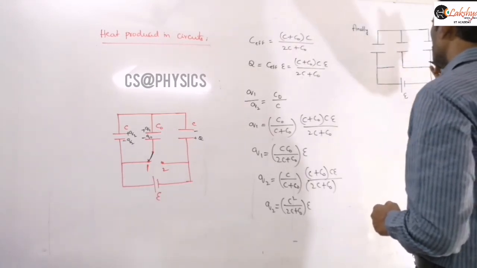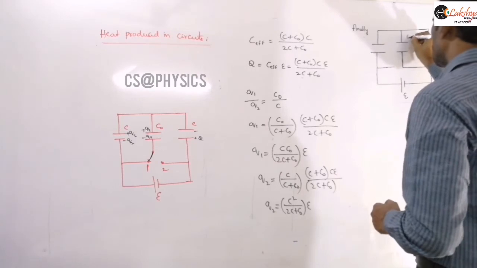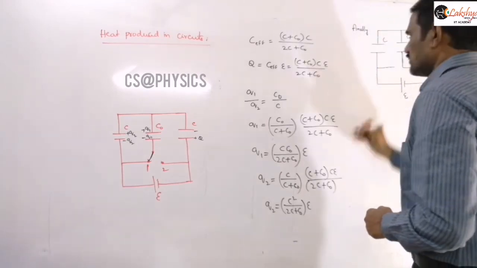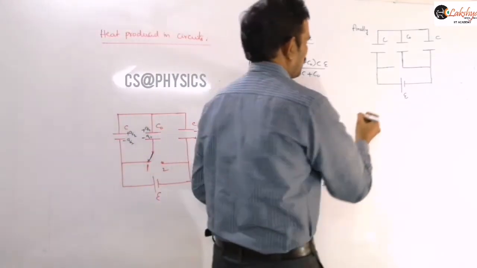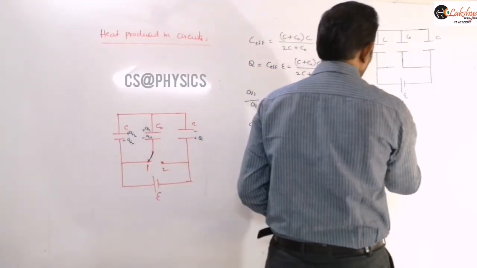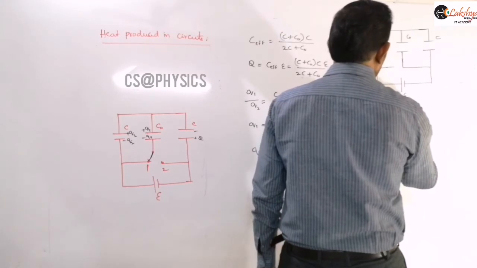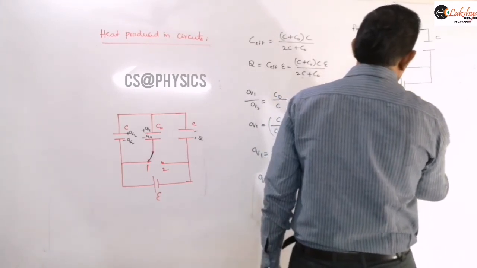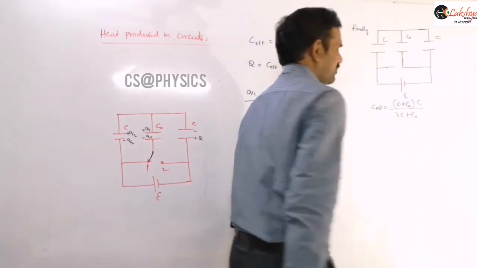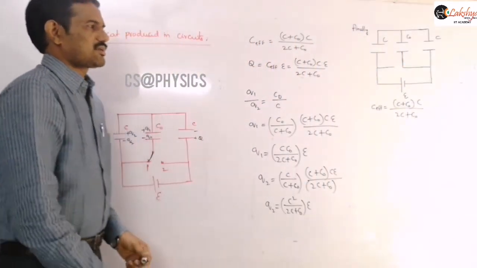And so this is our E, and this is C0, C0, C and C. The important thing to observe here is that the effective capacitance will still be the same. So C effective will be equal to the same value, C plus C0 into C by 2C plus C0. The effective capacitance will remain the same. There is no change in that capacitance.